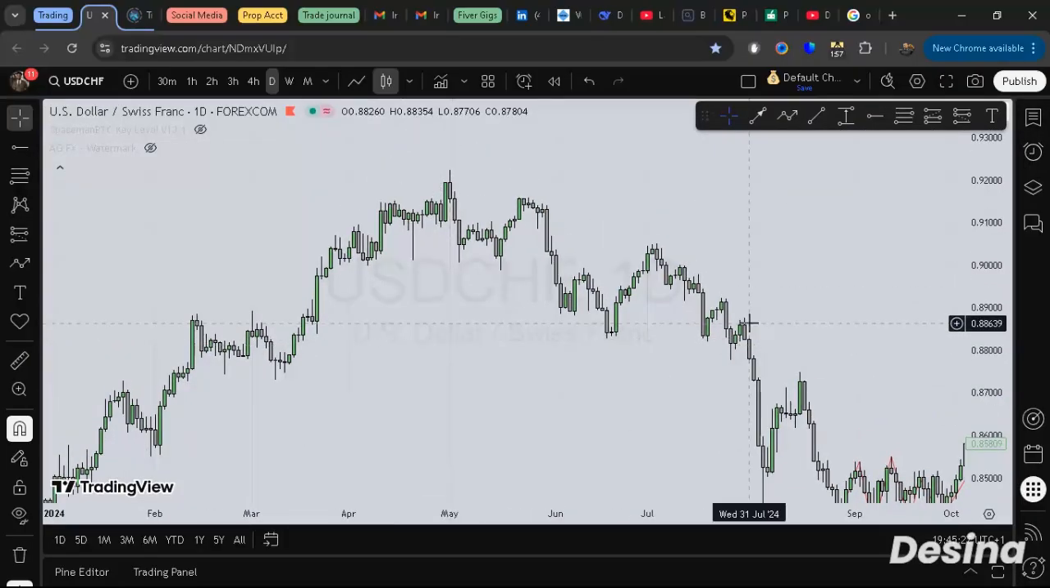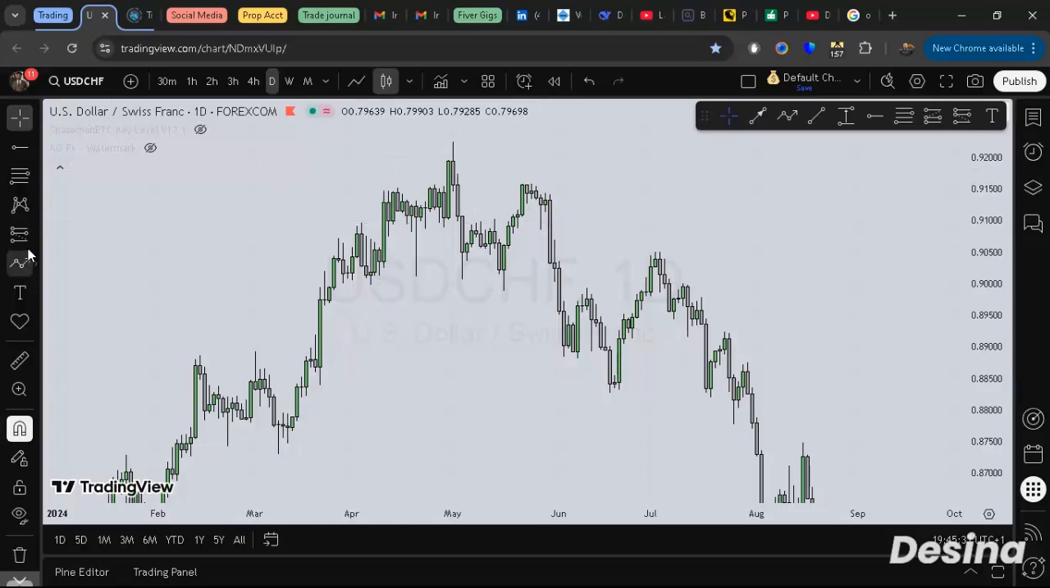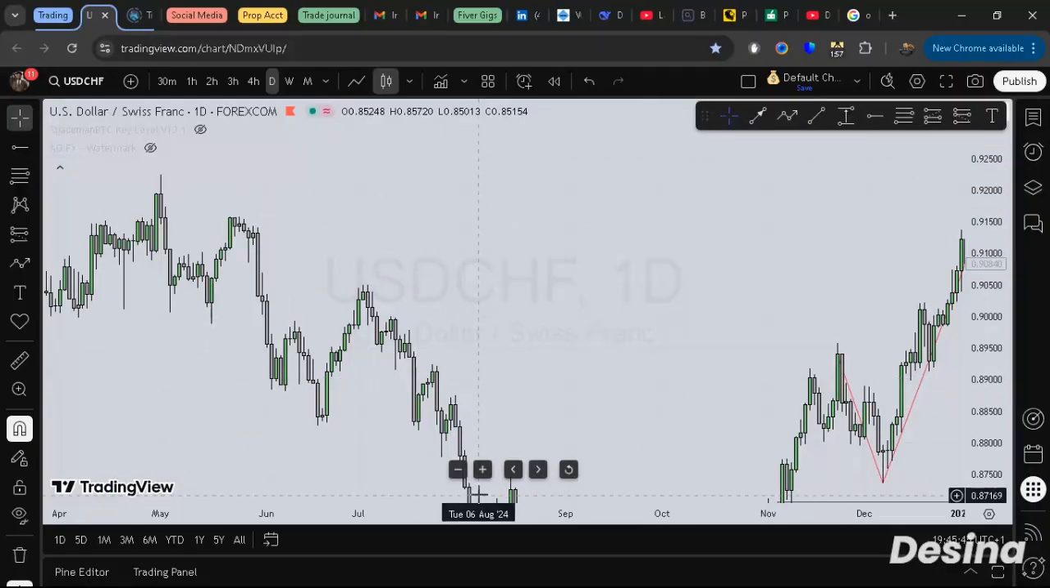Let me show you. Here also we had a consolidation. Price is just going up, going down, going up, going down. It broke up, then it broke down again. So that's an example of consolidation.